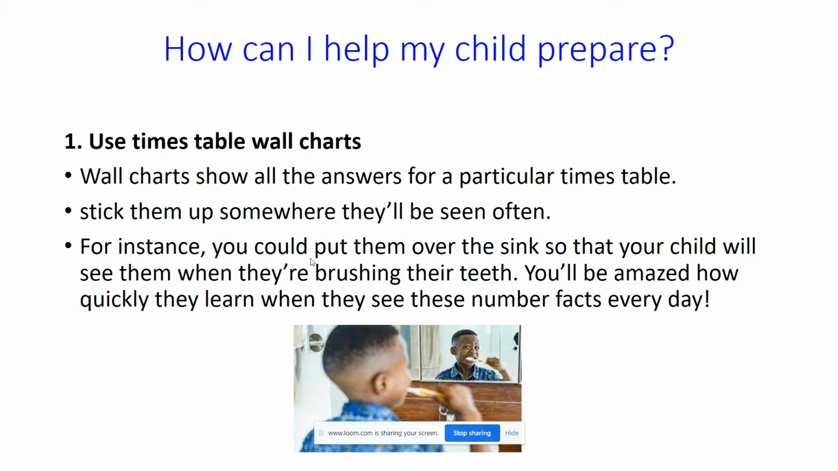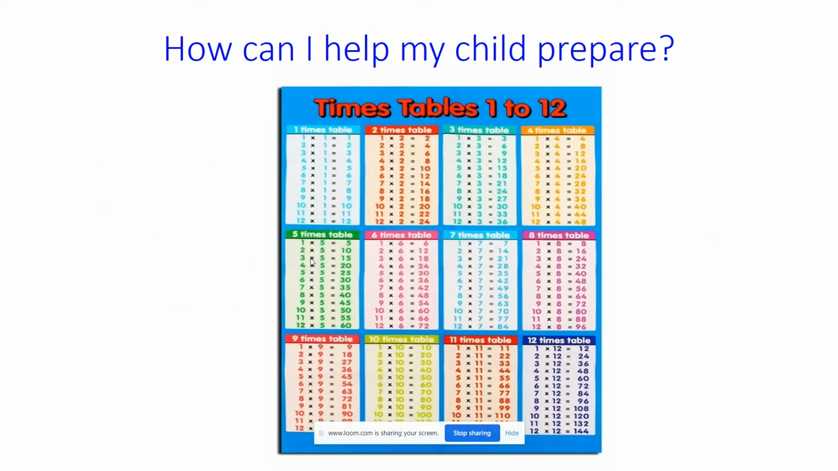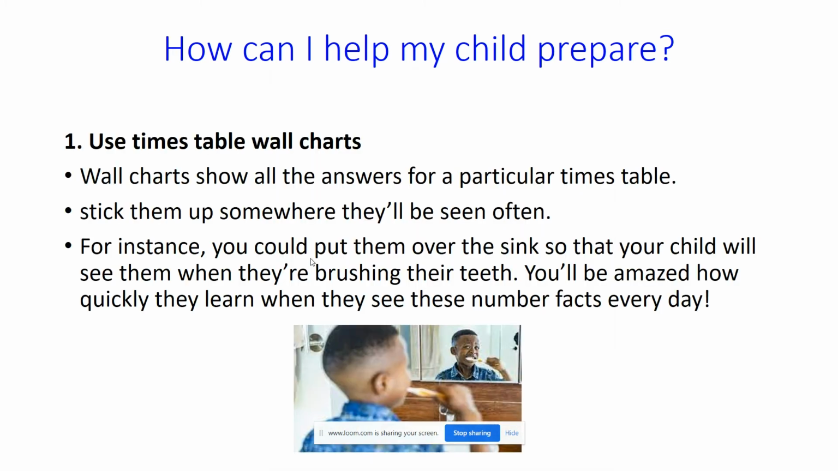Okay, so first of all, wall charts are great. A wall chart is basically a chart like this. It has all the times tables on, up to 12. You can get them on Amazon very easily. You can download ones on the internet for free. But you want it big enough so they can see it, and most importantly, to put it somewhere they're going to see it every day.